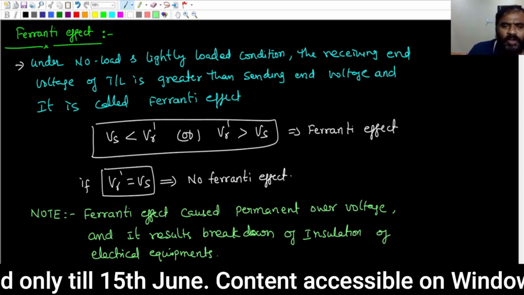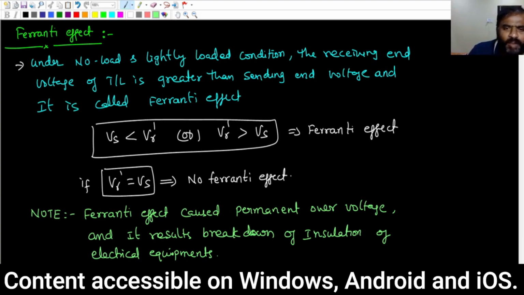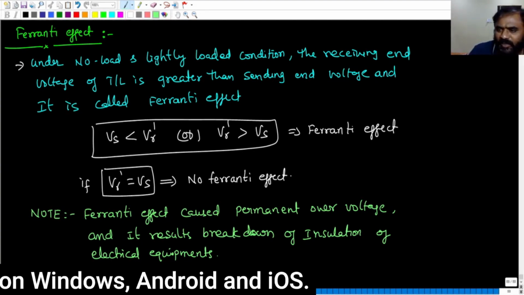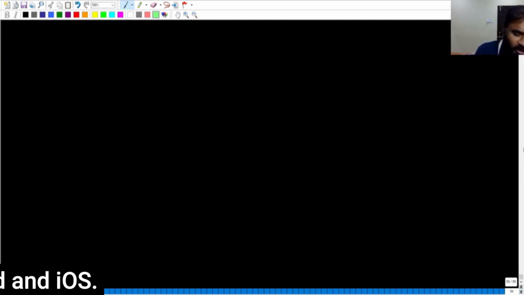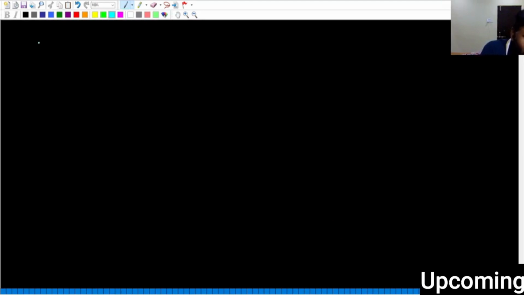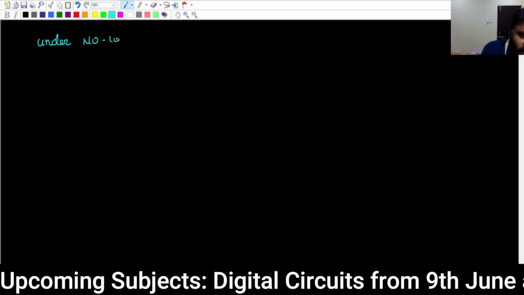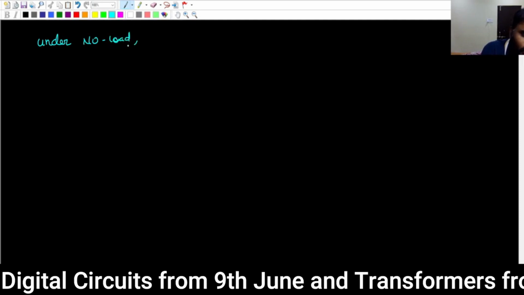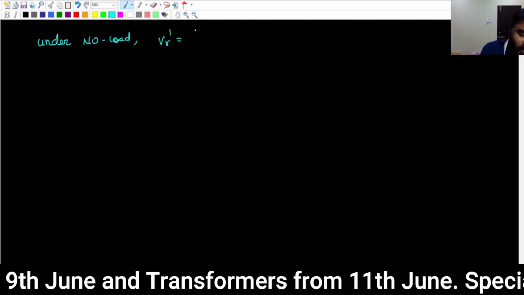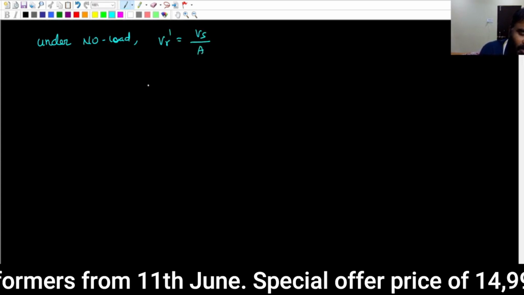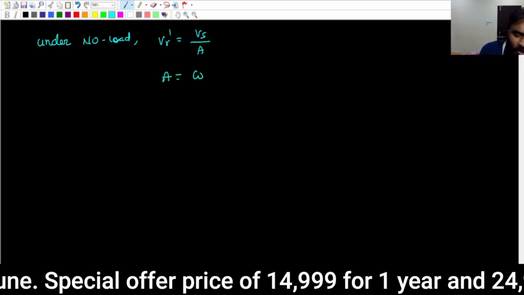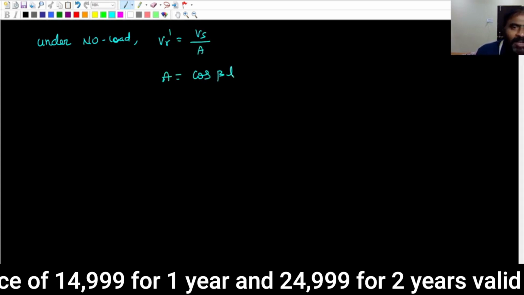So the next important thing is we need to give the mathematical proof for the Ferranti effect. Let's see how to prove this. Under no load, for a lossless line only, we'll see now. Under no load, what is VR dash? Vs by A. But what is A? Cos beta L. Correct or not?